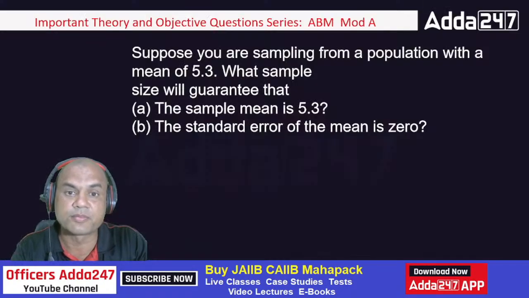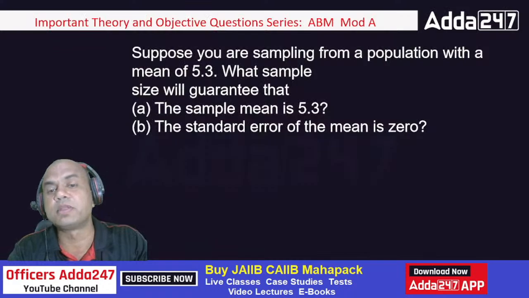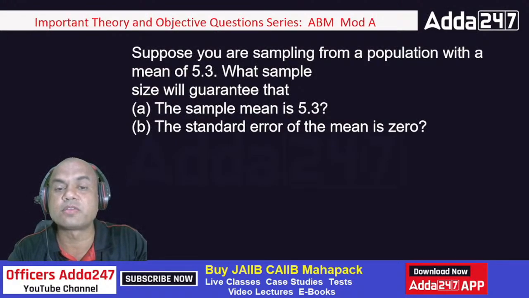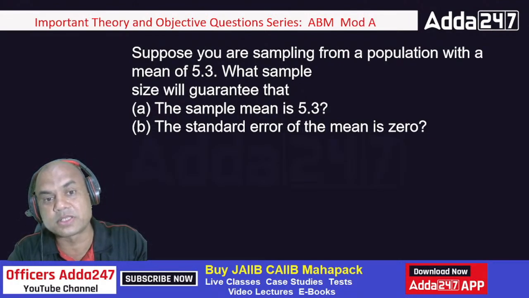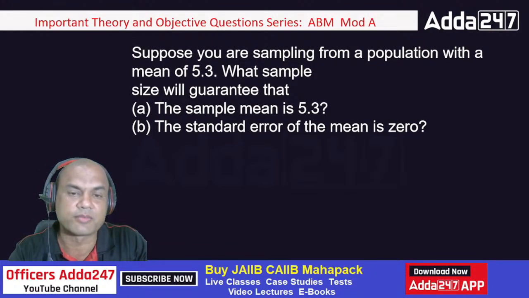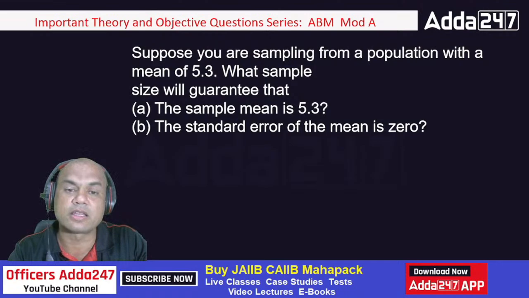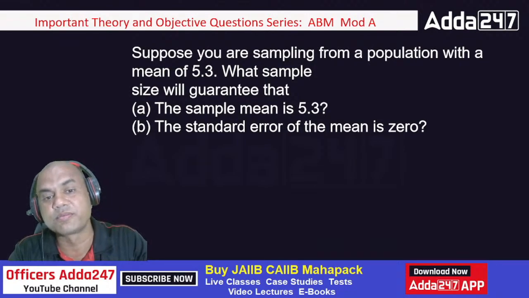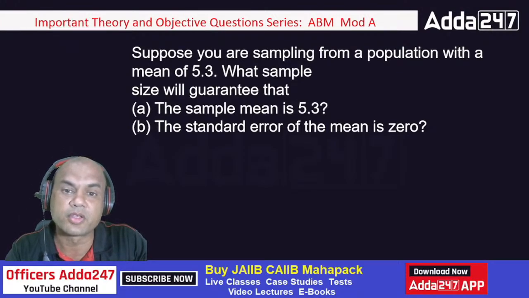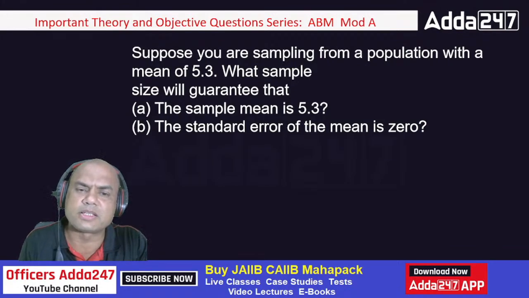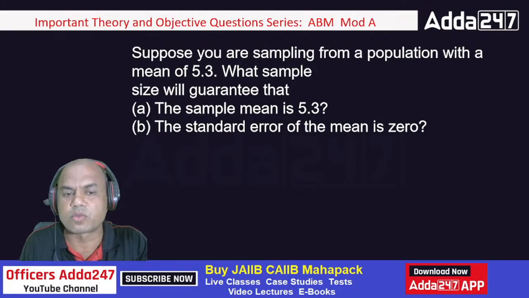Okay. Suppose you are sampling a population with a mean of 5.3, not 53. What sample size will guarantee that the sample mean is 5.3 and the standard error of the mean is 0? So what is this? Exactly what do I want? What do you mean by this? What is the question actually? The question is like this.